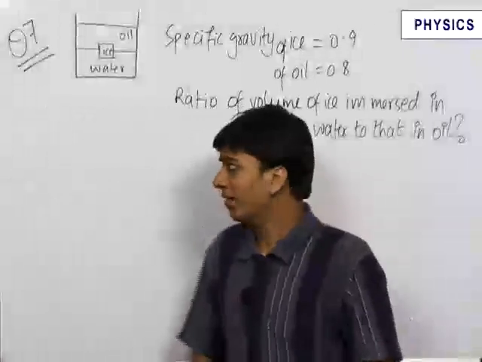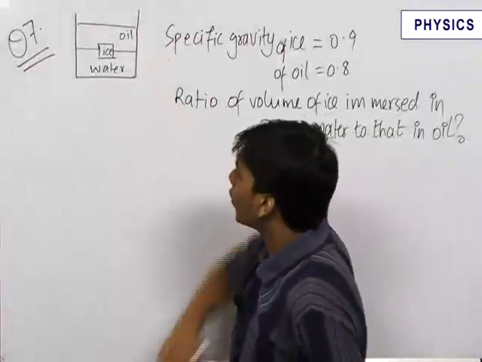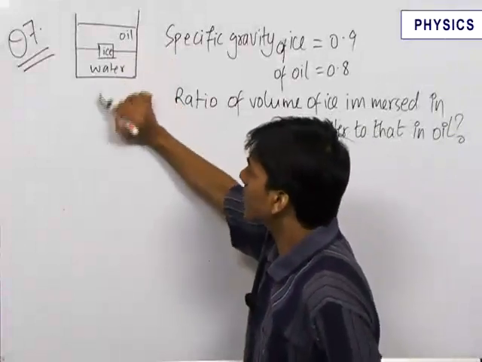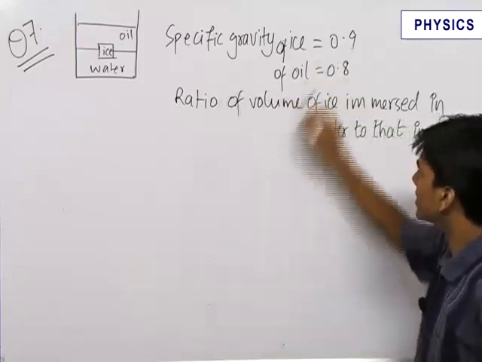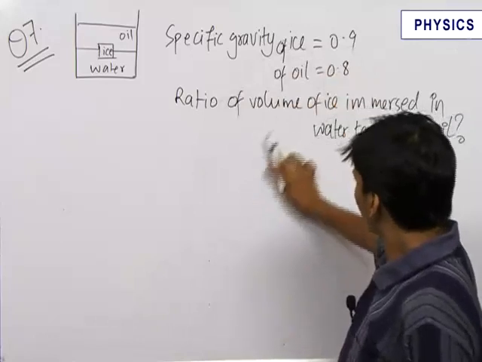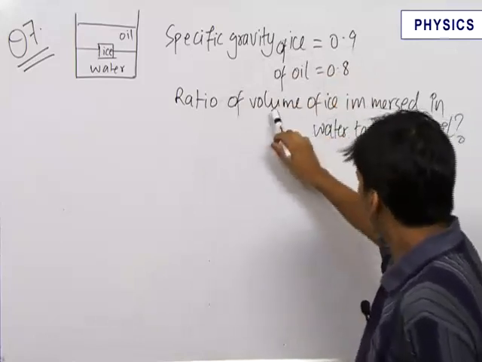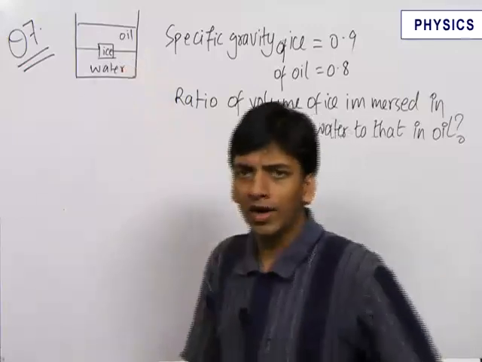In this question, we have an ice cube hanging in the middle of oil and water, with some mass submerged in water and the rest in oil. The specific gravity of ice and oil is given to be 0.9 and 0.8 respectively. We need to find the ratio of the volume of ice immersed in water to that in oil.